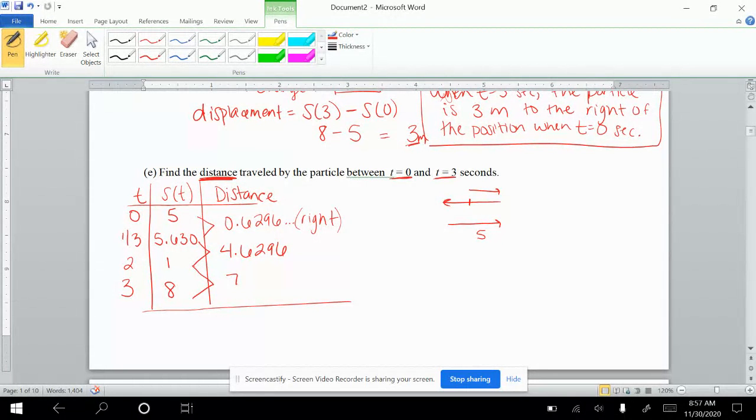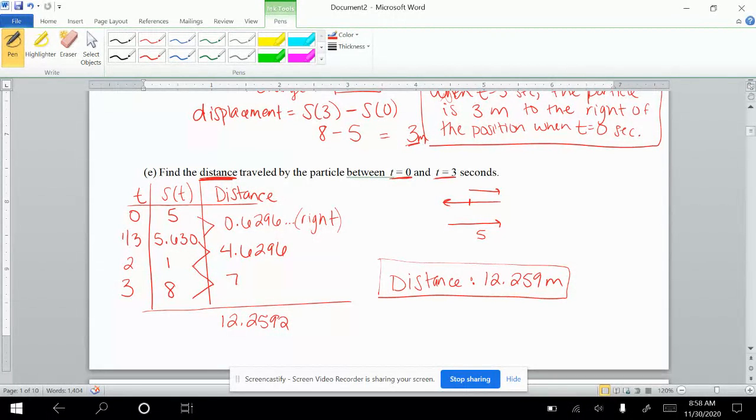So total distance between 0 and 3 seconds, you would need to add all of these up. So 7 plus this gives you approximately 12.2592, which, if you round to the nearest thousandths, would be 12.259. My unit is meters.